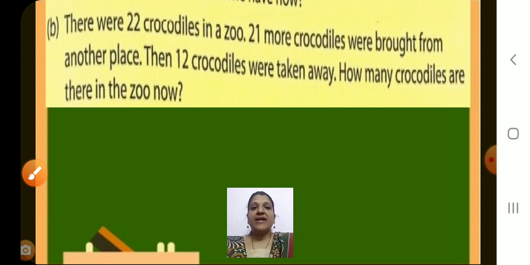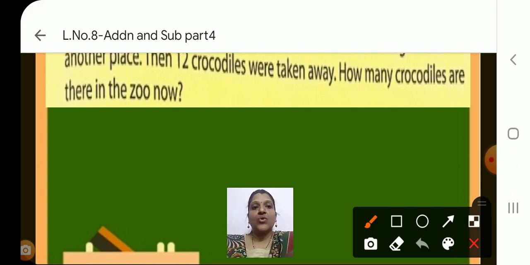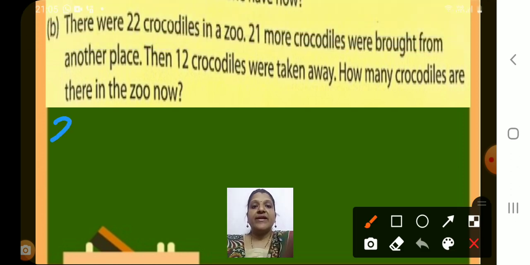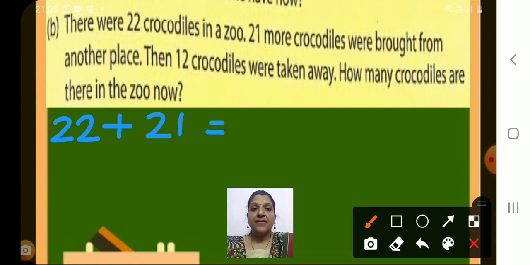There were 22 crocodiles in a zoo. 21 more crocodiles were brought from another place. So this is the addition. We have to find out the total number of crocodiles. So 22 plus 21. Now you tell me the answer. You do it on your own.